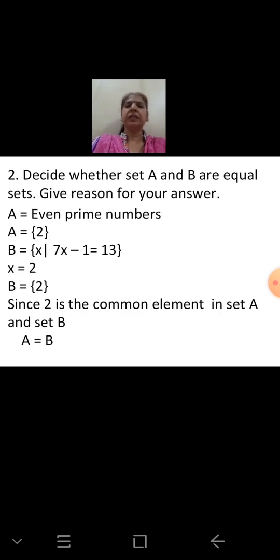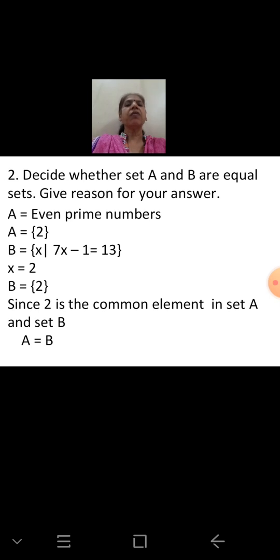Next question is, we have to decide whether sets A and B are equal sets. Give a reason for your answer. So here also, to find whether they are equal, you need to give the steps. Set A is equal to the even prime numbers. Which is the even prime number? It is 2. As we know, 2 is the only even prime number. So set A is equal to {2}.